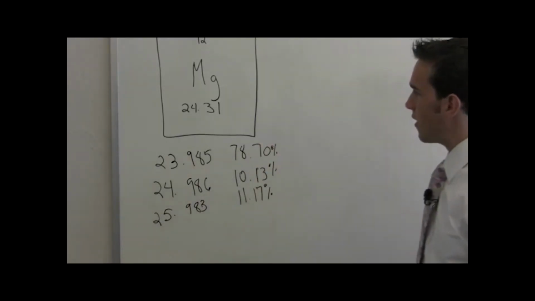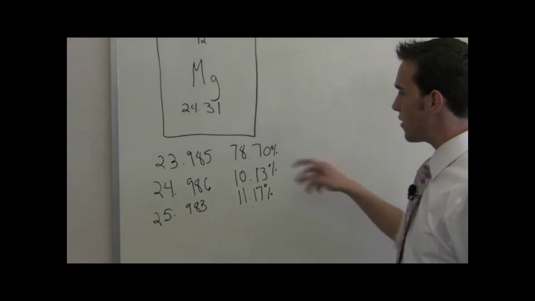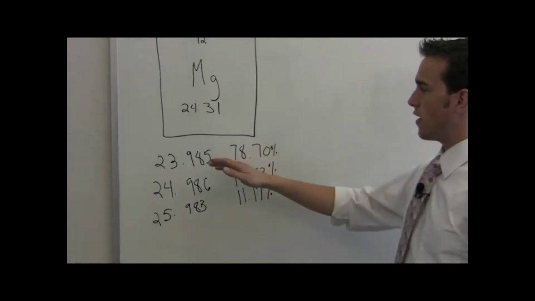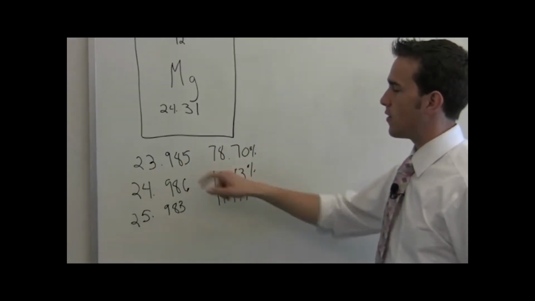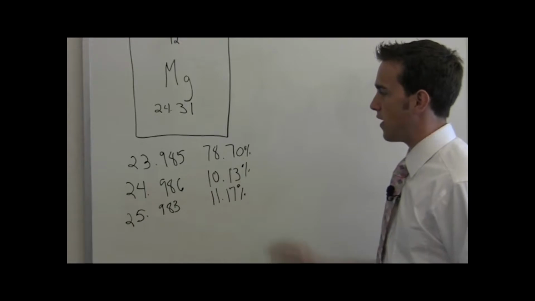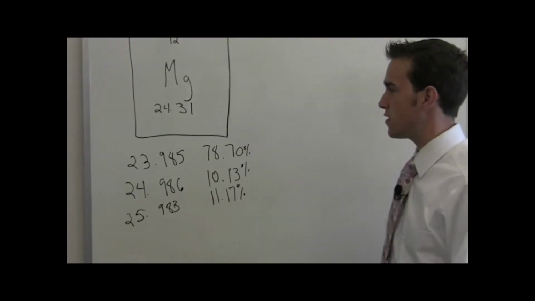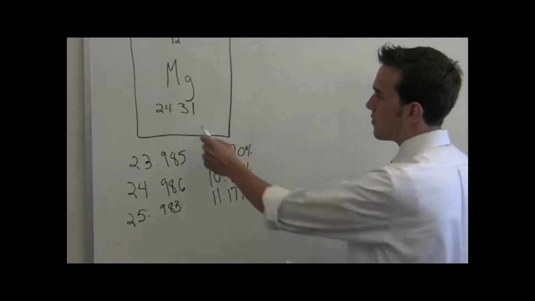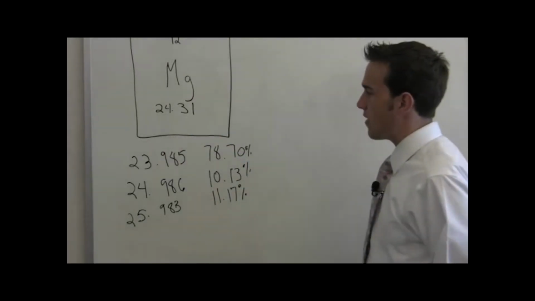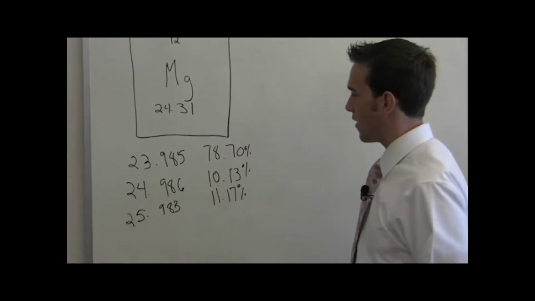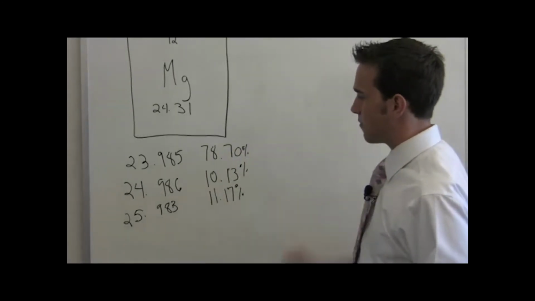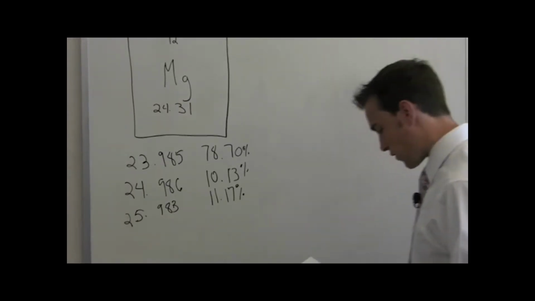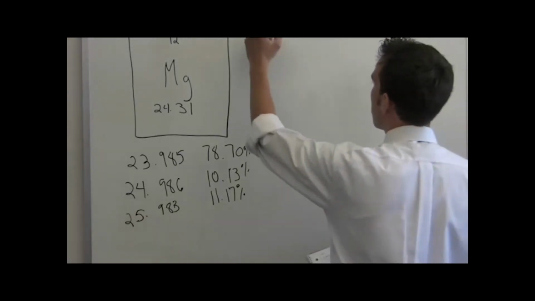So that means when you find magnesium, typically 78.70% will be the isotope 23.985, and so on with all of the isotopes, and that's just determined based on the number of neutrons. Now to get this value, it's an average of all 3 isotopes, including their percent abundance.